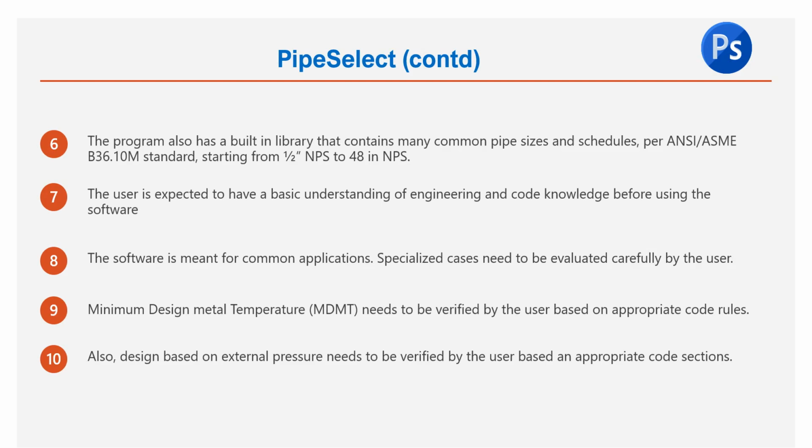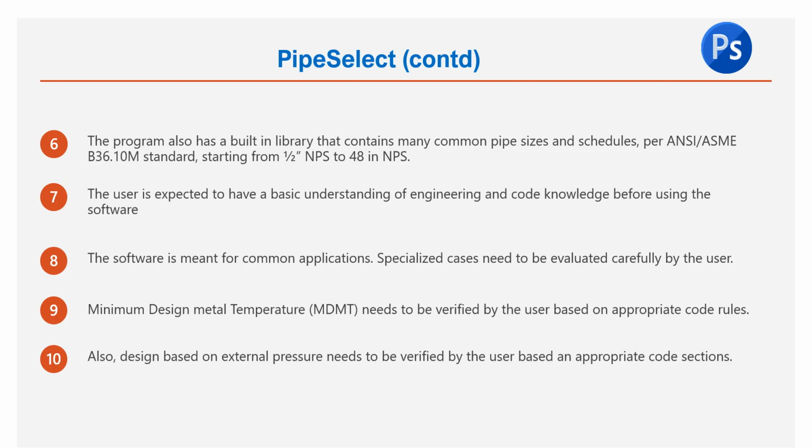The program also has a built-in library that contains many common pipe sizes and schedules per ANSI ASME B36.10M standard, starting from half an inch NPS to 48-inch NPS.